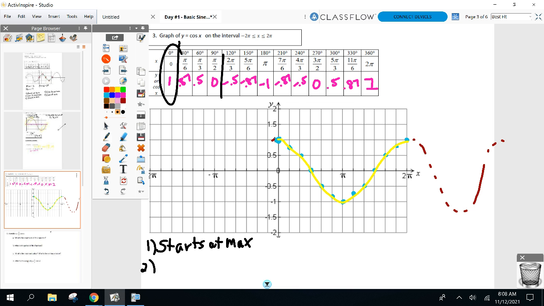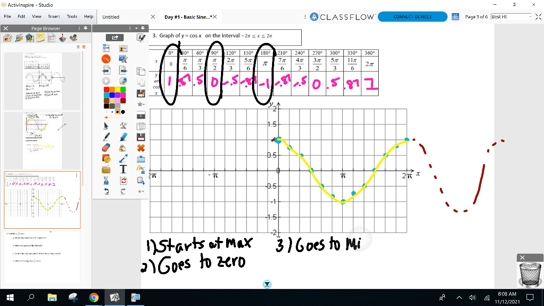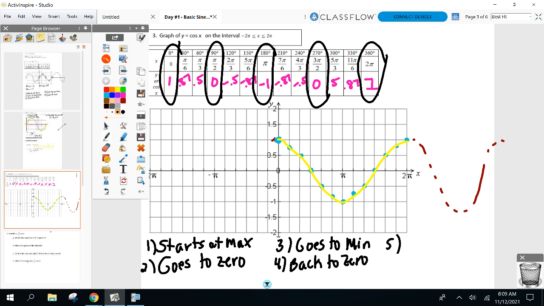Next key value at 90, pi over 2, where does it go to? Goes to 0, yep. And I'll have another name for 0 in a couple days. Next key value at pi, where does it go to then? Goes to the minimum. Good. Next key value, back up to, yep, back to 0. And then where does it end? Back at the max. Good. Don't say 1, ends at the max, because that could be a different number other than 1.